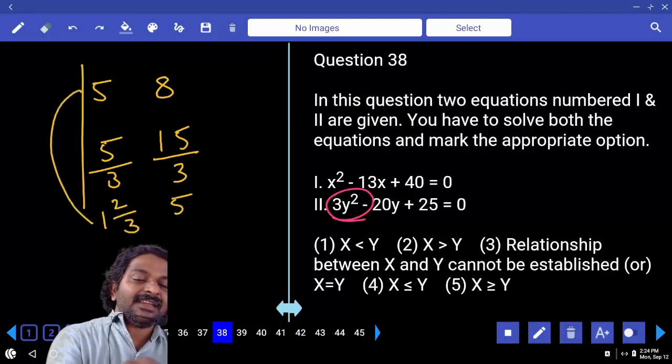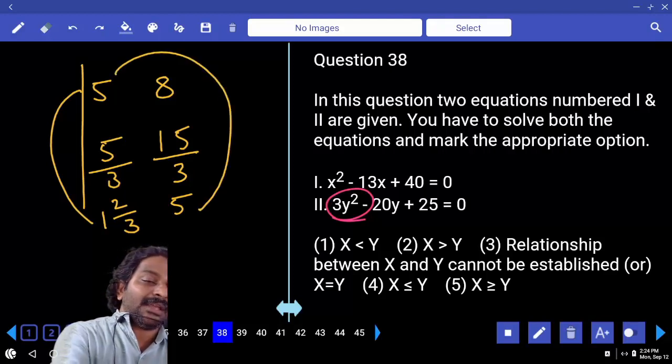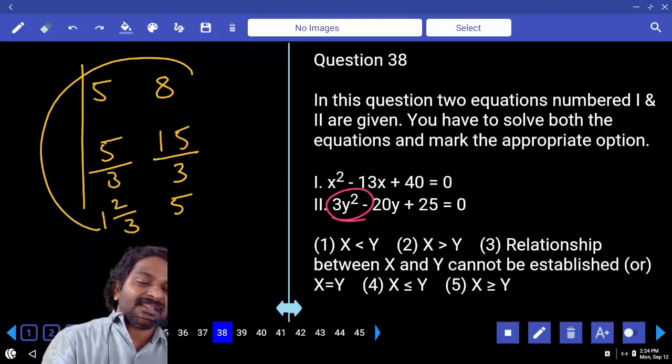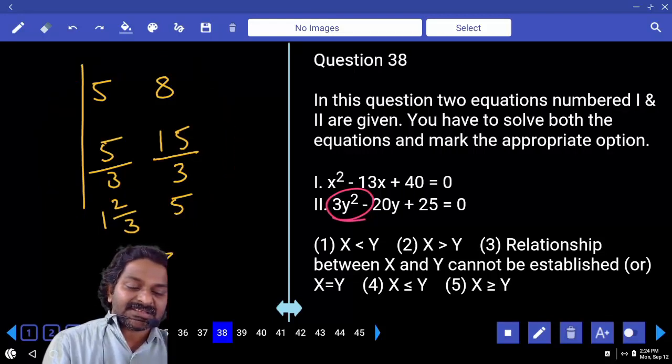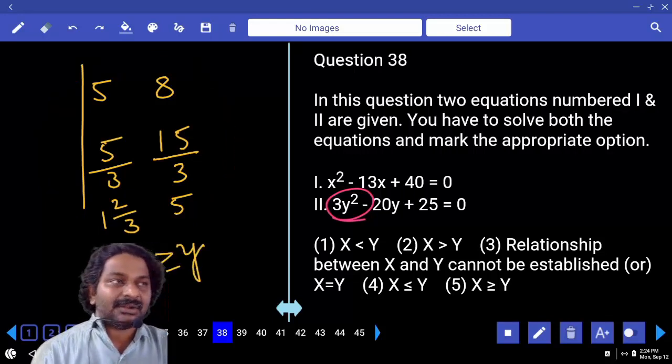X greater than y, x equal to y, correct? X greater than y, x greater than y. So what relation we are getting? X is greater than or equal to y.